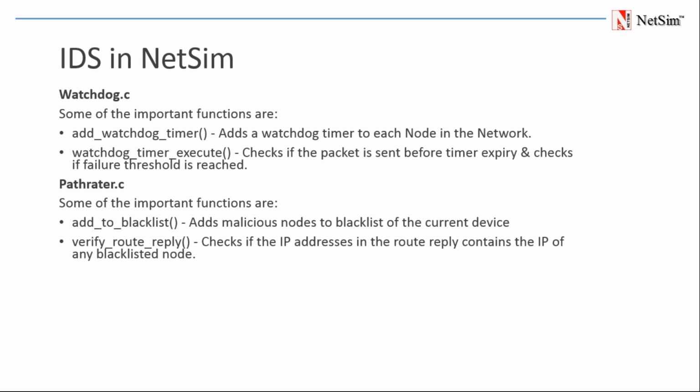Then in pathrater.c, these two functions are there. First is add to blacklist, which adds the malicious node to the blacklist of the current device. Then the second one is verify route reply, which checks if the IP address in the route reply contains the IP of any blacklisted node.